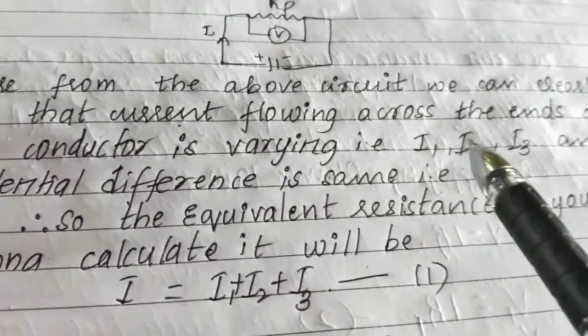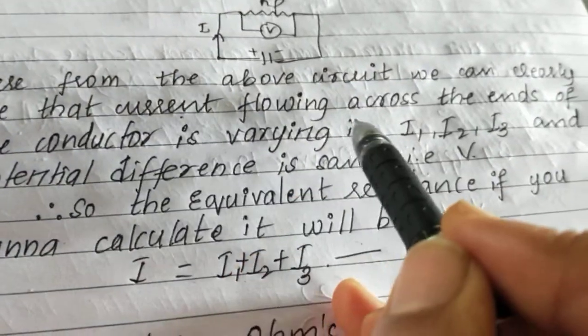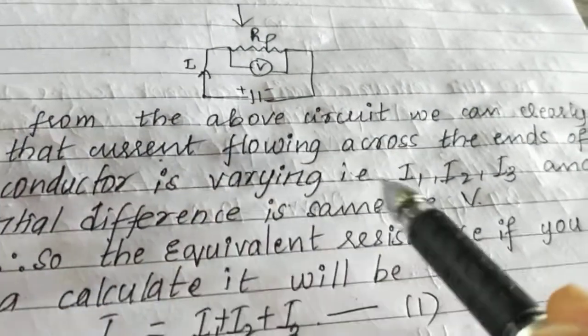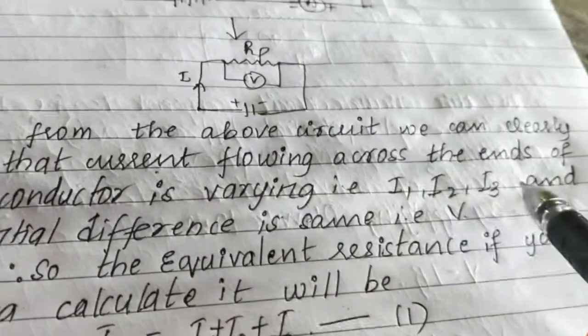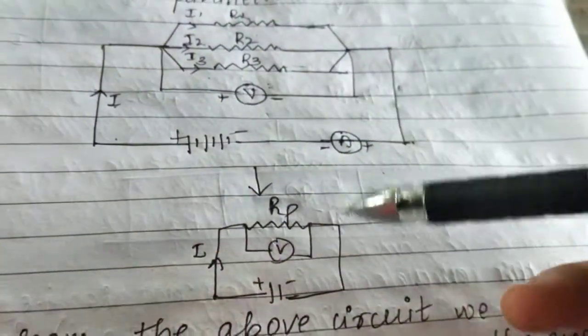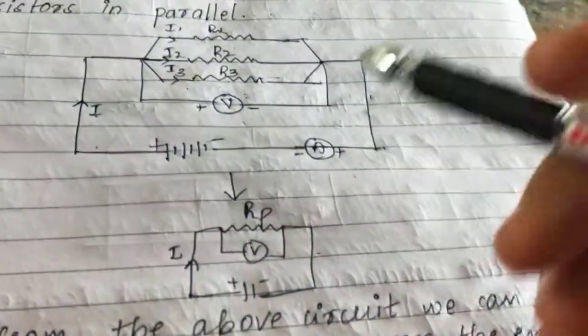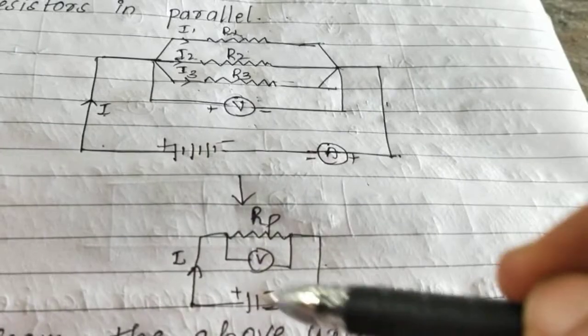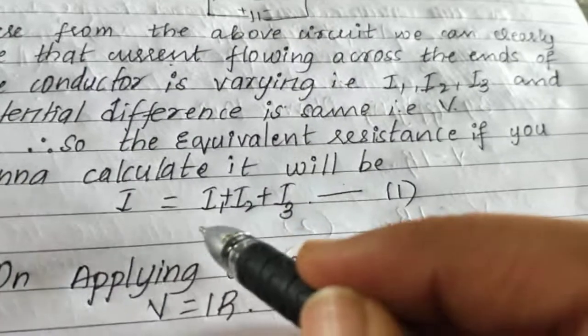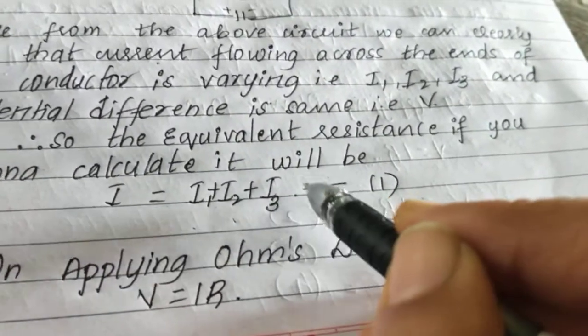So from the above circuit we can clearly see that the current flowing is varying, that is the current is being divided into I1, I2 and I3, and the potential difference is the same, that is V. If we take the equivalent resistance of the complete circuit, we can write I is equal to I1 plus I2 plus I3.